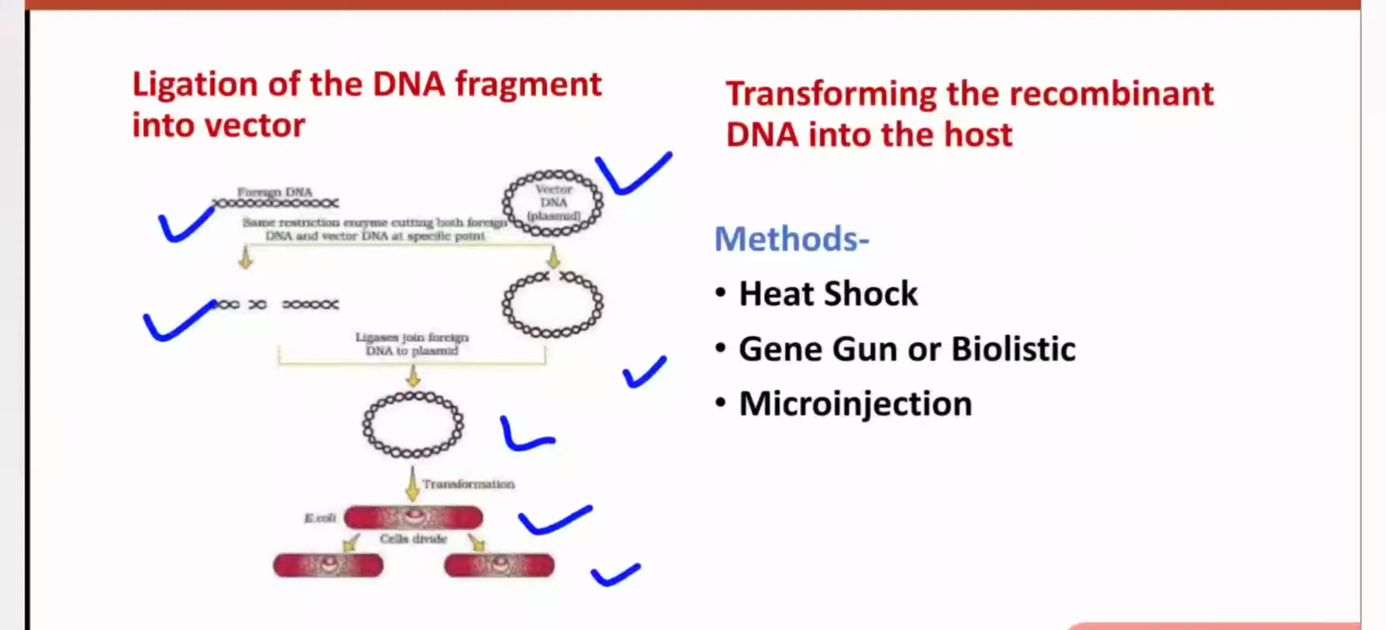And for transforming the recombinant DNA into the host, we use these methods: heat shock method, gene gun or ballistic method, and microinjection method. The heat shock method we use for bacteria, gene gun for plants, and microinjection for animal cells.